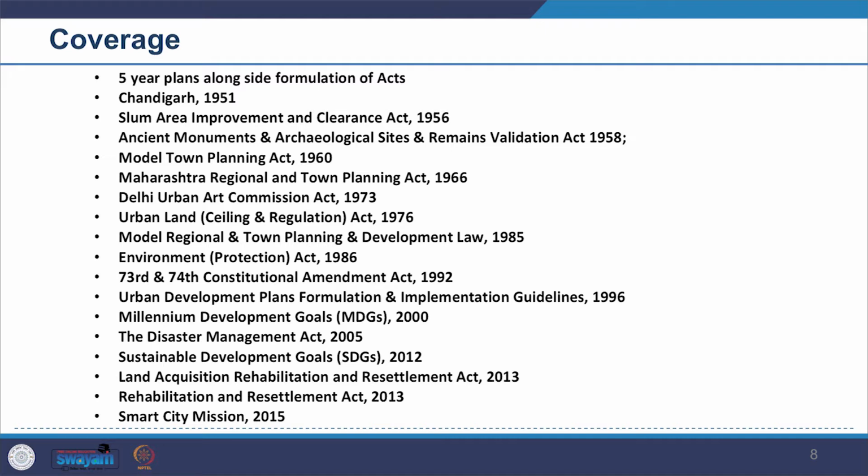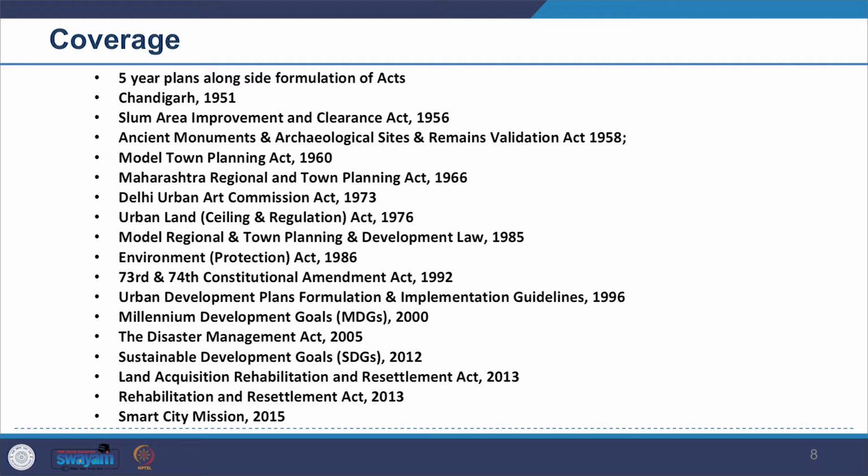Further, we'll look into the Model Town Planning Act, then other regional and town planning acts such as the Maharashtra Town Planning Act. We'll also be looking at the Delhi Urban Art Commission, then the Urban Land Ceiling Act, Model Regional and Town Planning Development, Environmental Protection Act, then also the Constitutional Amendment Acts which came in, and then other guidelines which were developed in the time. We'll look at the URDPFI guidelines also in this timeline.